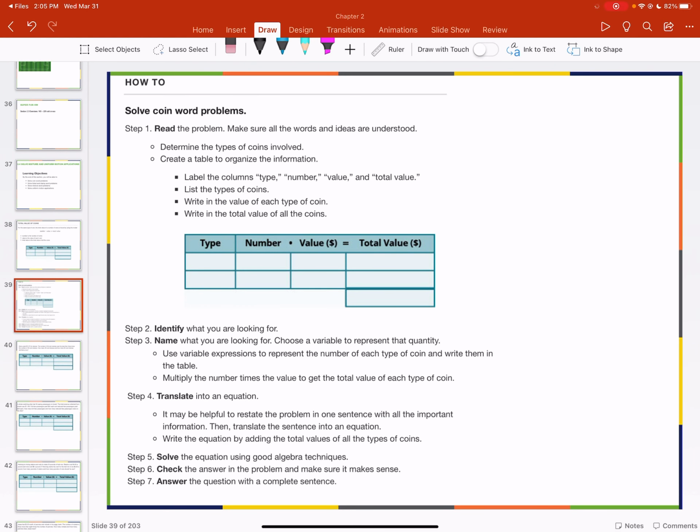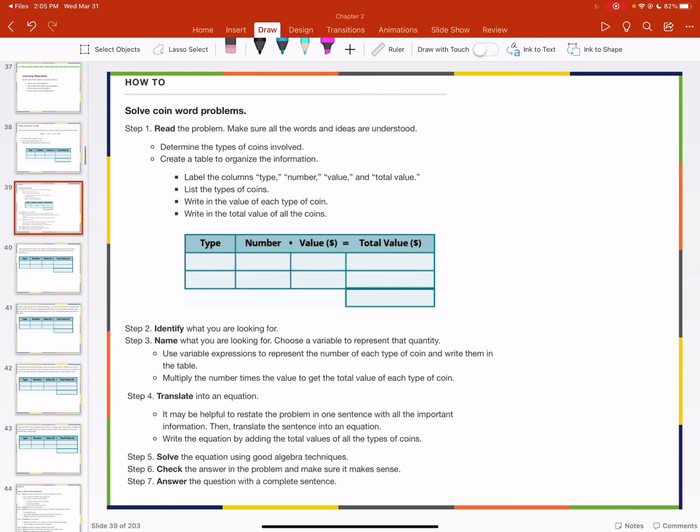So to solve coin word problems, we basically use that kind of chart. We list the types, we write the value, and write the number of each kind if possible. We also need to make sure we identify what we're looking for, and that's our variable. How do you know which one is going to be a variable? Usually they refer to it in the problem, and you'll see what I mean when we start doing some problems. Let's go ahead and do some here.